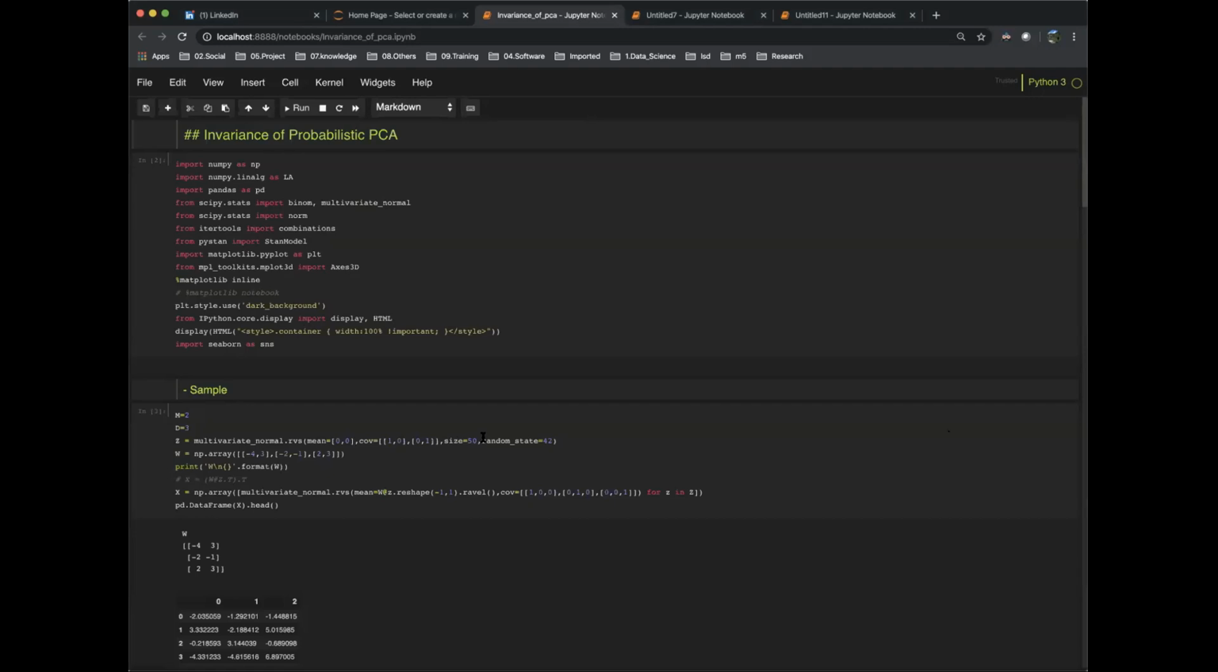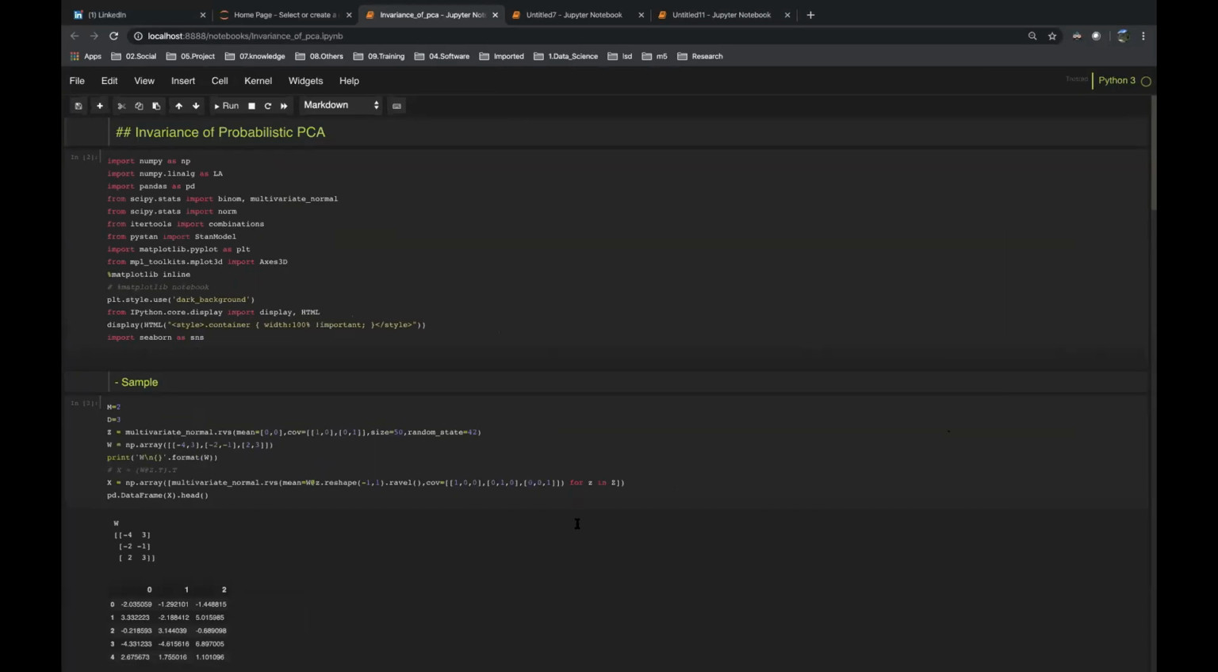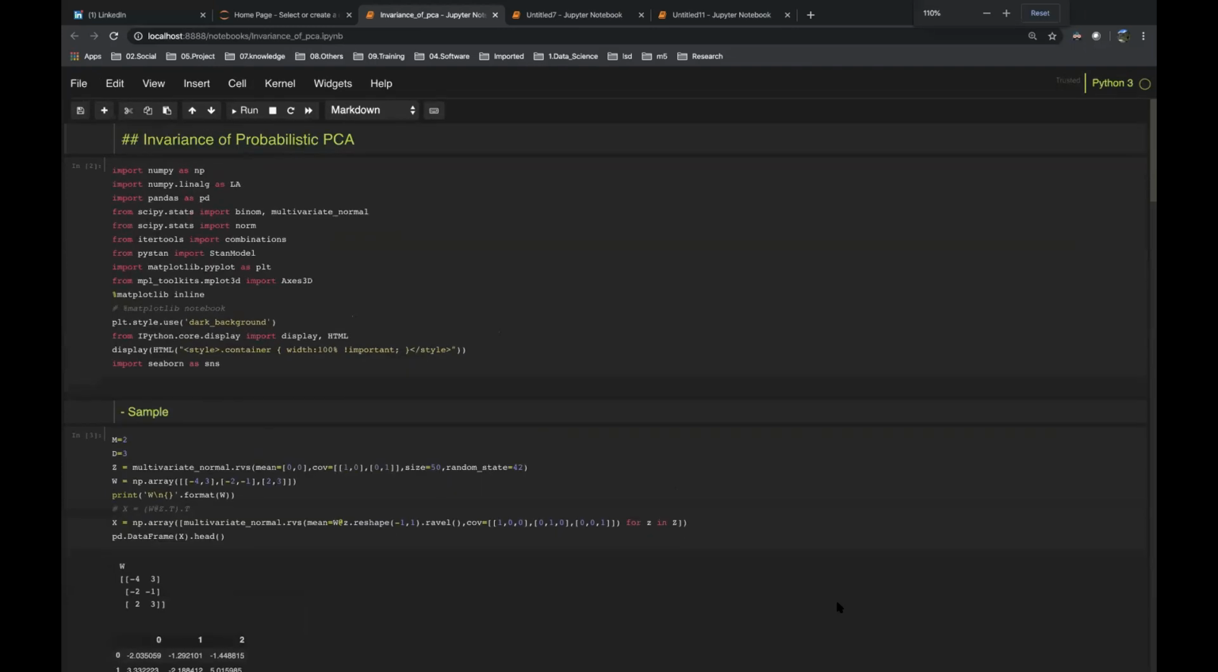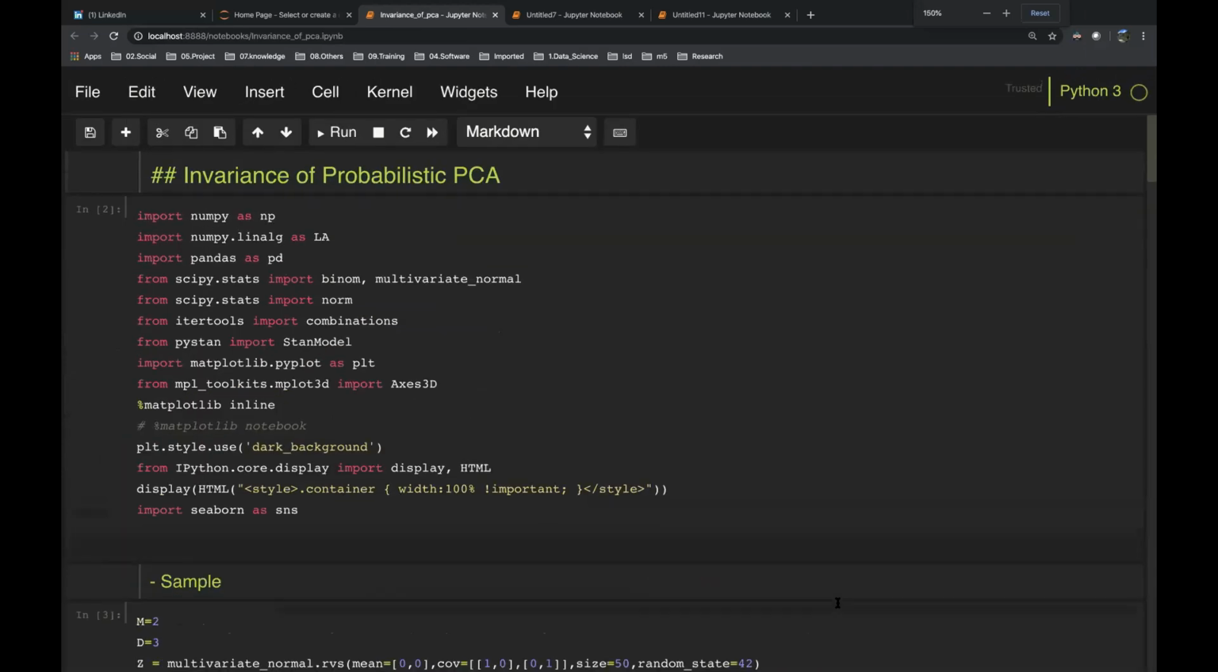Could you increase the font size a little bit? Oh, okay. I think just Control plus or something like that if you're on a laptop. Thank you.